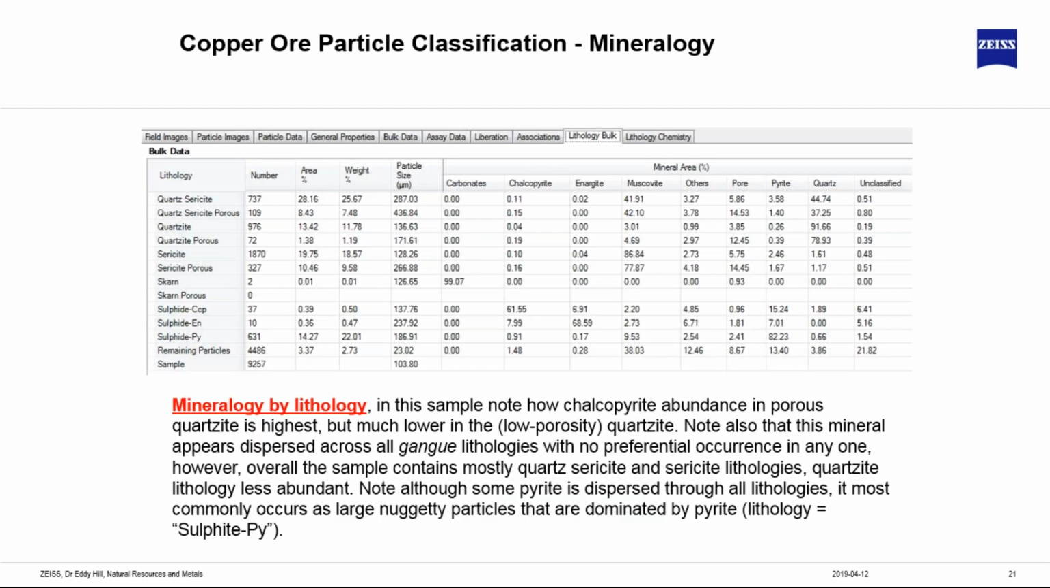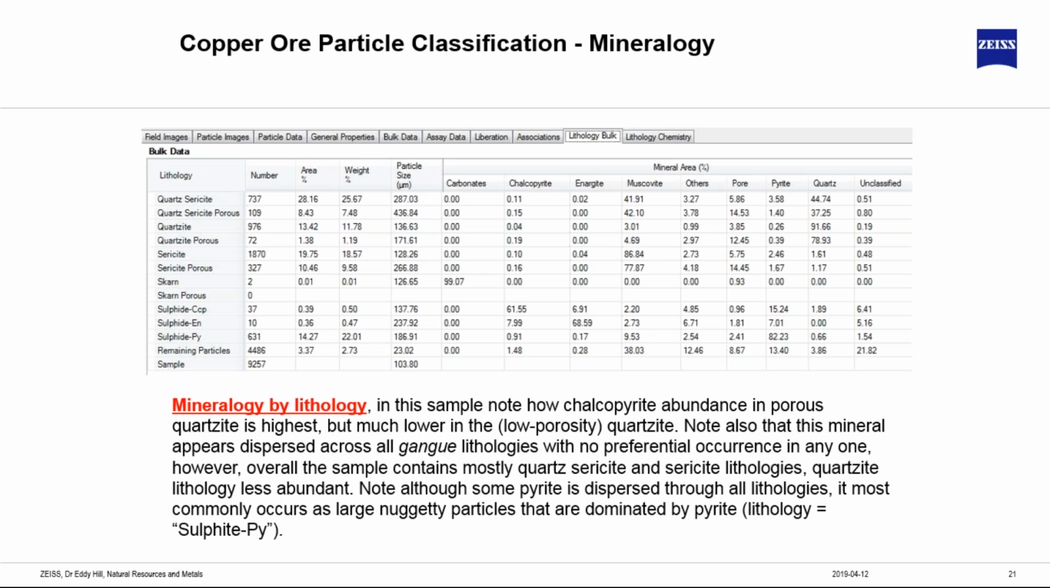So the output for this, the mineralogy lithology, is similar to the bulk data output, but here what we have is the number of that type of particle that we describe, the area percent of the particle present, the weight percent, the average particle size, and then the modal mineralogy of that type of particle. So not just the phases that we're interested in, but any phase that's present in that particle and in what modality, as well as morphological features. In this case, we are measuring the porosity. So of interest in this table is you may note that chalcopyrite abundance in porous quartzite is highest, but much lower in the low porosity quartzite.